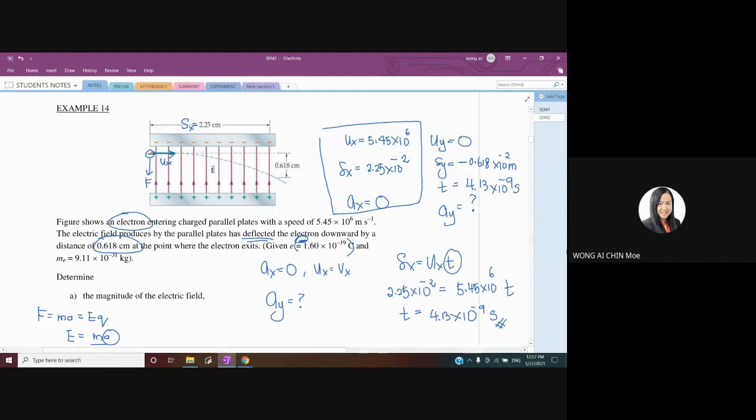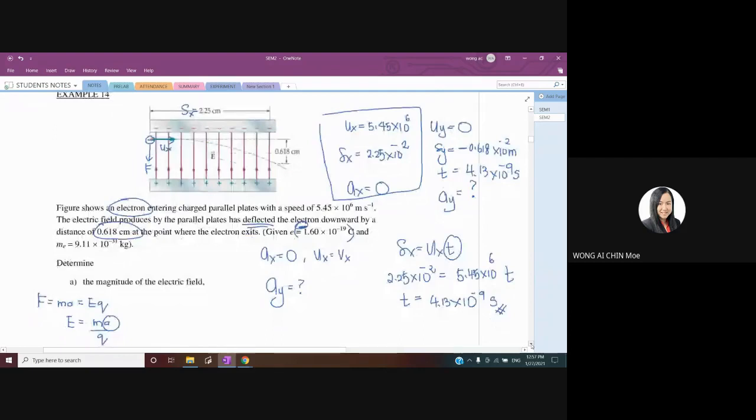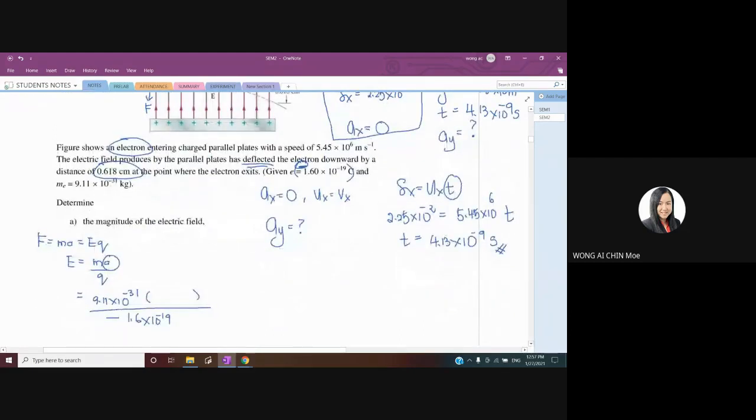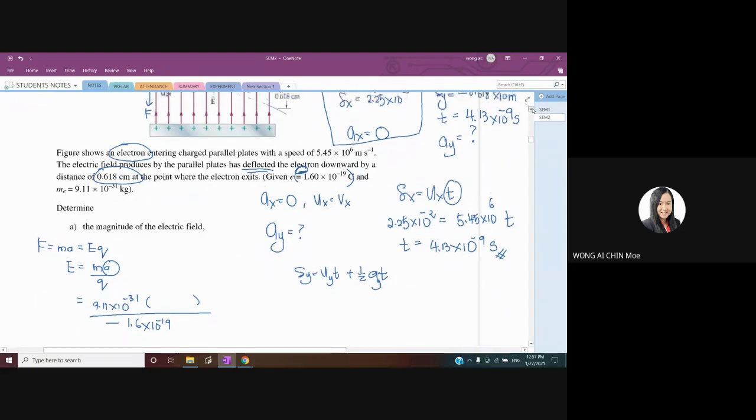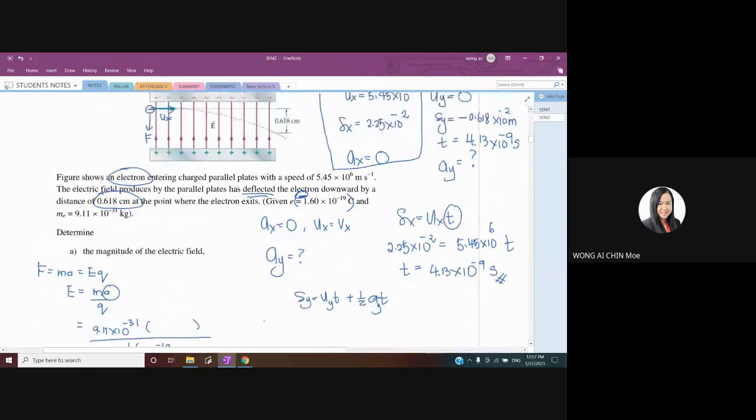So the next step is we will use SY equals to UyT plus half AyT squared, but everything is Y component. Just now, SY is negative because your charge is moving downward. So it's negative 0.618 times 10 to the power negative 2 equals to Uy, which is 0, plus half, G is 9.81.